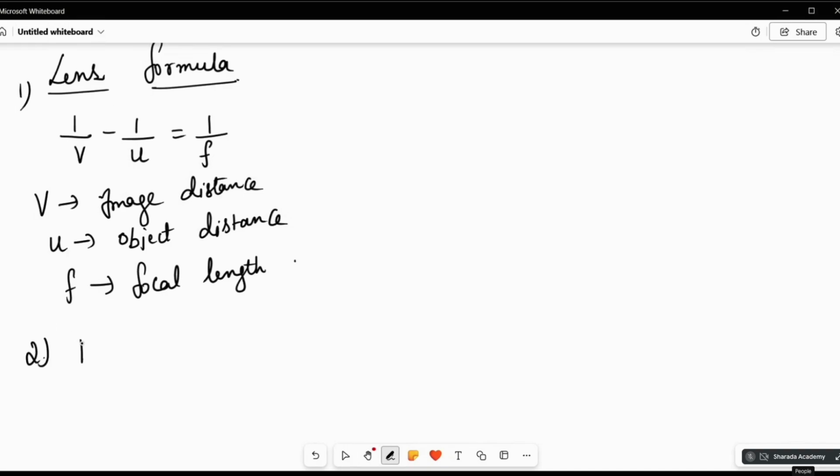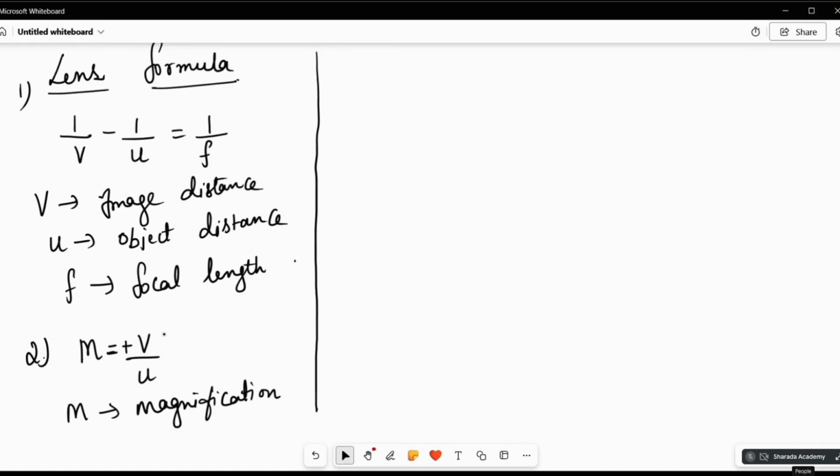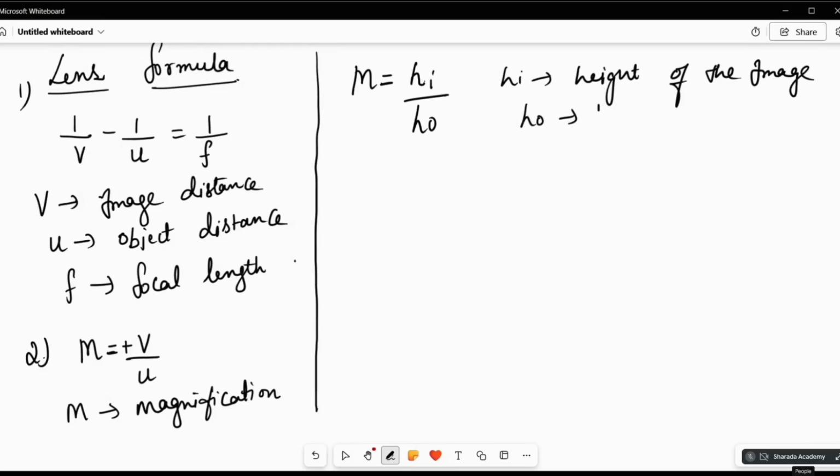Next you have magnification. M is equal to plus v by u. Here it is plus v by u. There it was minus v by u when we were doing it in the mirror. What is m? m is the magnification. And m is also equal to h_i by h_o, where h_i is the height of the image and h_o is the height of the object.